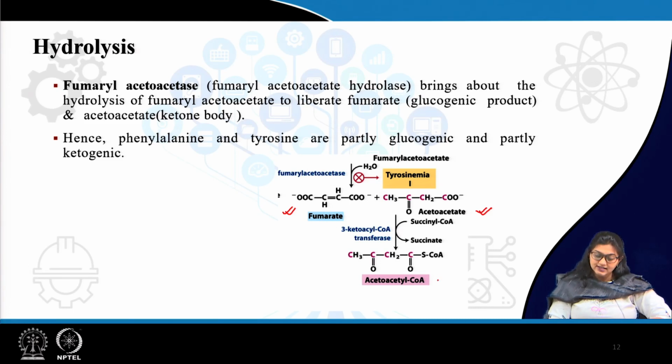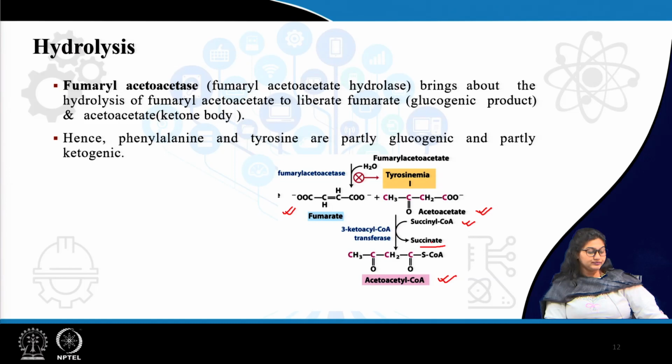transferase can form acetoacetyl coenzyme A, where succinyl coenzyme A is the coenzyme A group donor and it forms succinate after donating the coenzyme A group. So, the fate is formation of fumarate, which is glucogenic, and also acetoacetate, which is ketogenic.